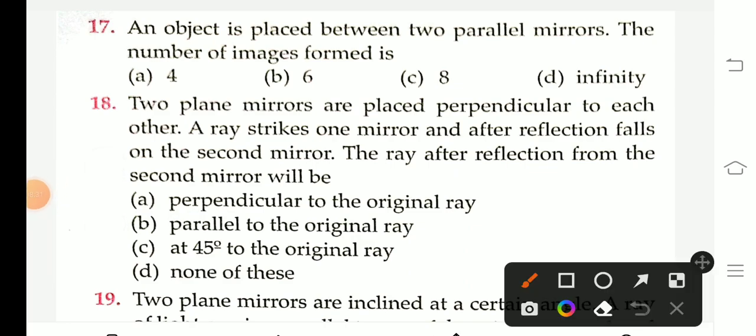Next, an object is placed between two parallel mirrors. The number of images formed is... Right answer option D, infinity. Next, two plane mirrors are placed perpendicular to each other. A ray strikes one mirror and after reflection falls on the second mirror. The ray after reflection from the second mirror will be... Right answer option B, parallel to the original ray.